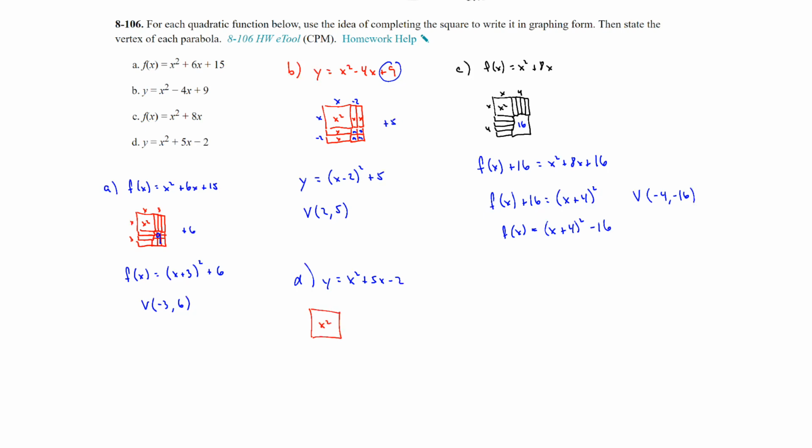So we have our x squared tile. And then we have 5 x tiles. So we can do 1, 2, 1, 2. That would give us a total of 4.